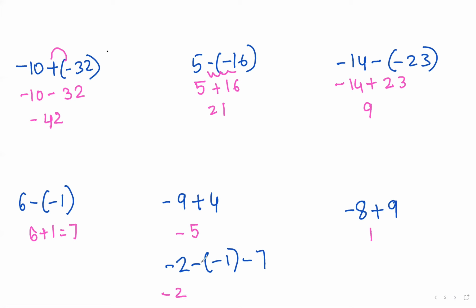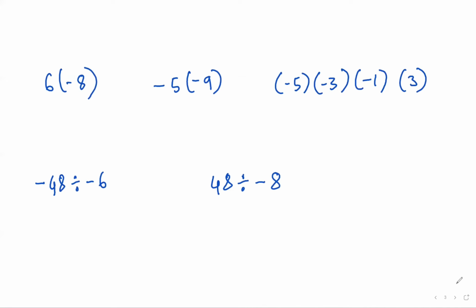Here minus 2 remains like this. Minus minus, action is plus. And minus 7 remains like this. Minus plus, action is minus. So 2 minus 1 is 1, sign of the greater number. Minus 7 like this. Minus minus, action is plus, sign of the greater number. So the answer is -8. Let us go to the next part.